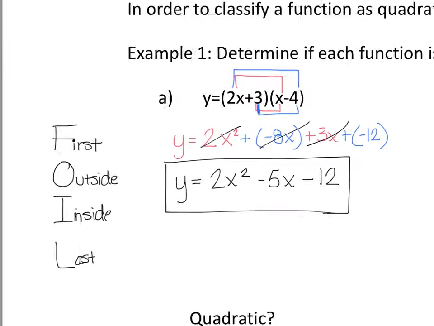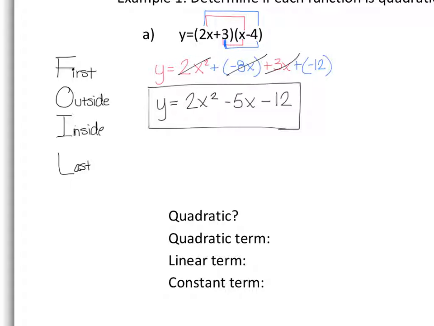Is that quadratic? Yes, it has a quadratic term. What is that quadratic term? 2x squared. What's the linear term? Negative 5x. What's the constant term? Negative 12. Very good.